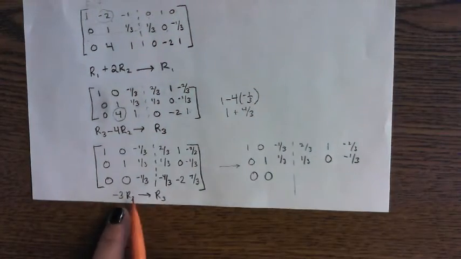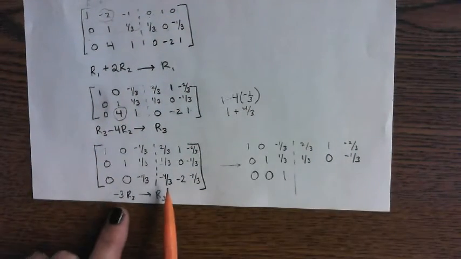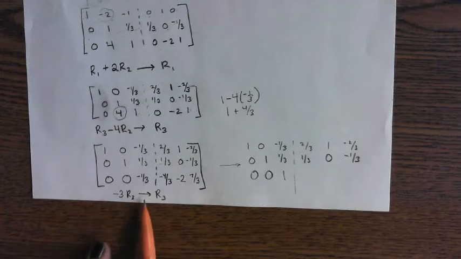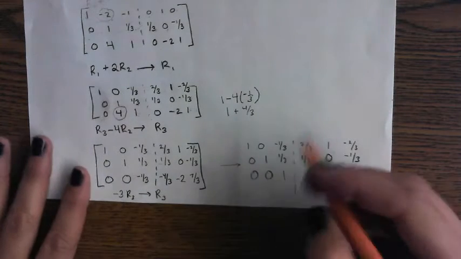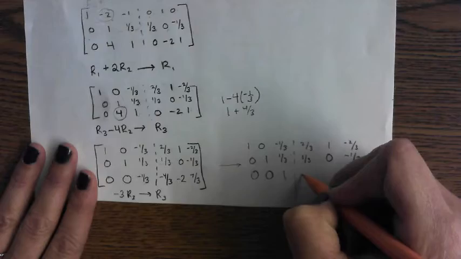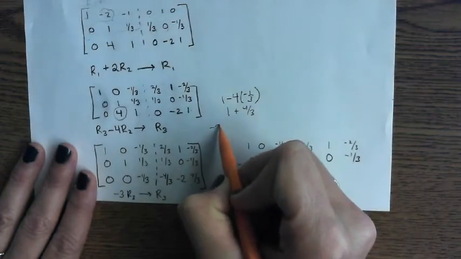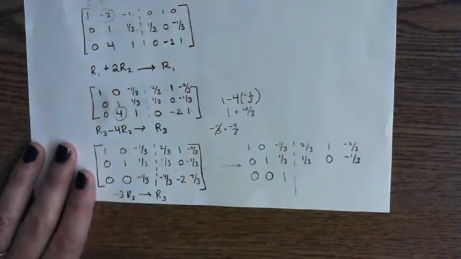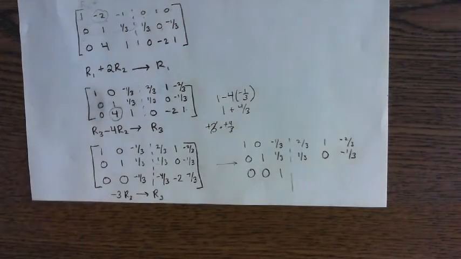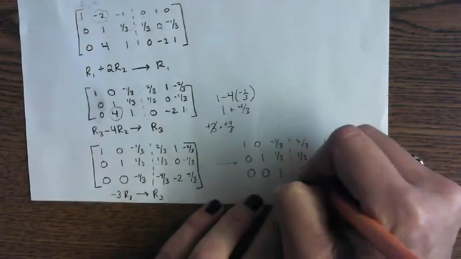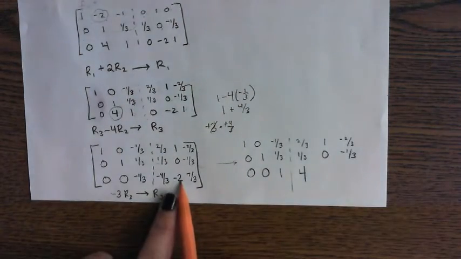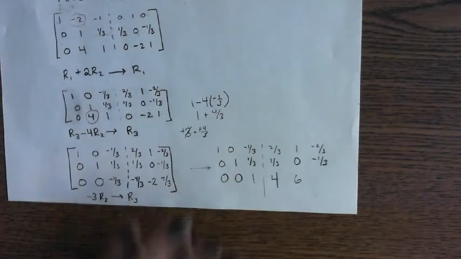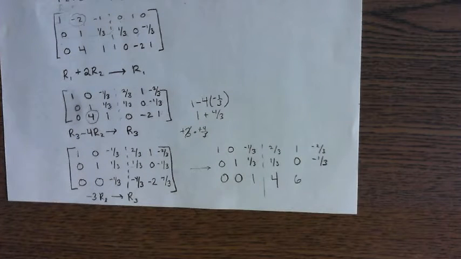Okay, so negative 1/3 times negative 3 is 1. Negative 4/3 times negative 3 is just, you make me nervous, negative 3 times negative 4/3. Your 3's cancel, your negatives cancel. It's just 4. Are you good with me there? Negative 2 times negative 3 just becomes 6. And 7/3 times negative 3 becomes negative 7.